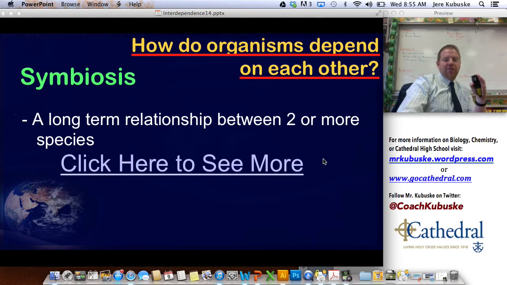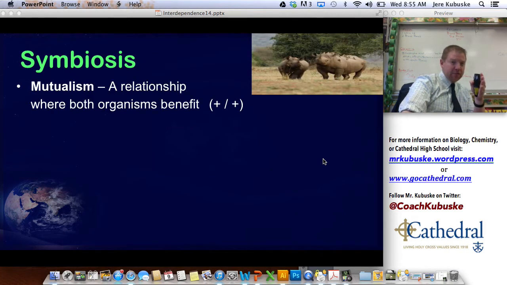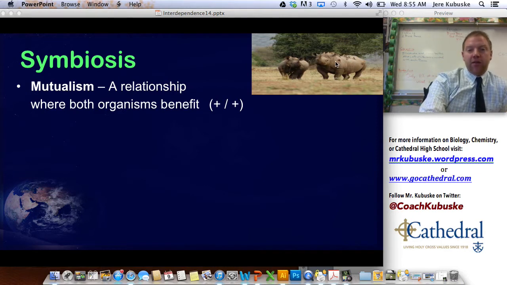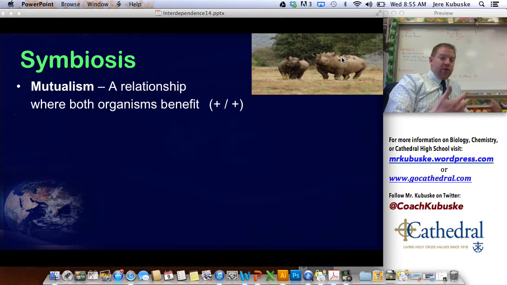Basically, symbiosis is a long-term relationship between two species. Now, there's different types of symbiosis. If it's positive, meaning everybody benefits, we call that mutualism. A good example here would be the rhinos and the birds that sit on their back. The birds eat parasites off of the rhino's back, so the rhino is rid of parasites and the birds get food. Positive. Mutual benefits, mutualism.